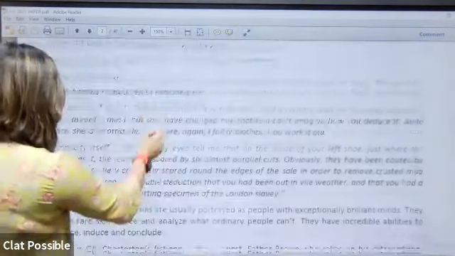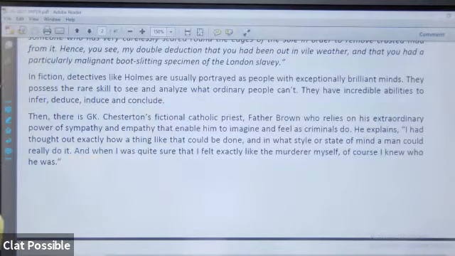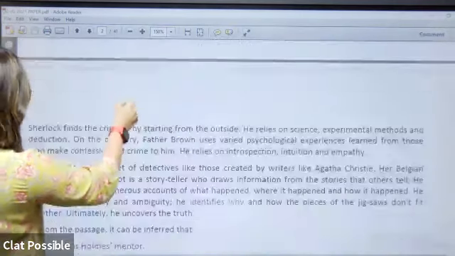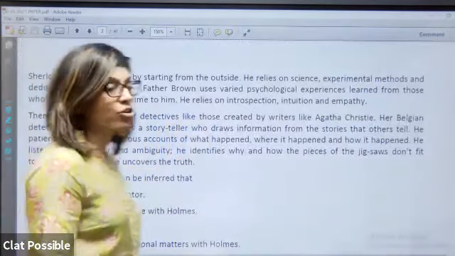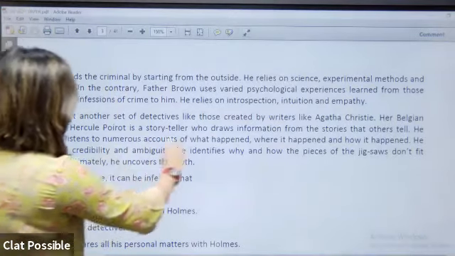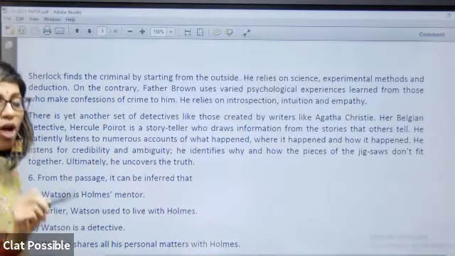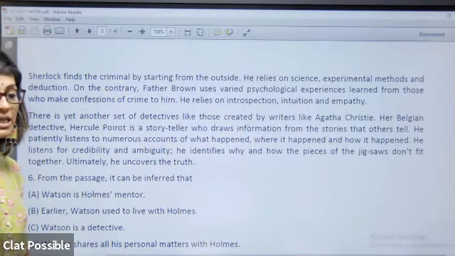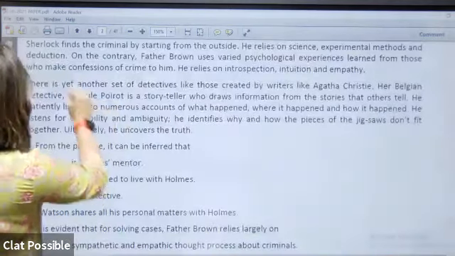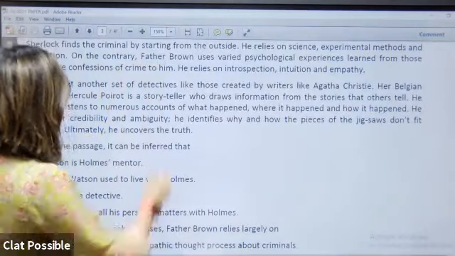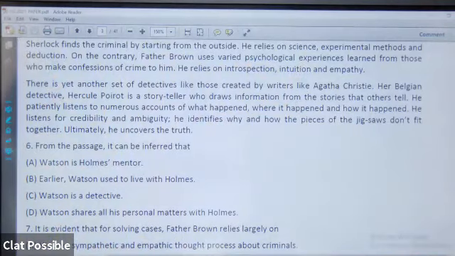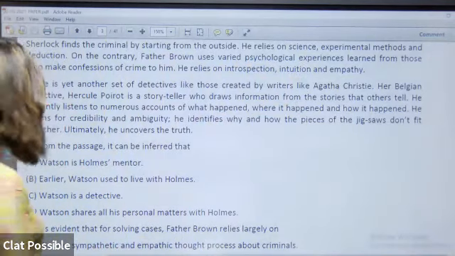And then later on, the author compares Holmes with Father Brown, who shows sympathy and empathy, and also with Hercule Poirot, Agatha Christie's Belgian lead detective, who is shown to be a patient listener and solves cases by filling in the blanks or missing links. So three styles: empathy, sympathy, cold reasoning. Here it says Sherlock finds the criminal by starting from the outside, relying on science, experimental method, and deduction. So these contrasts have been shown and questions have been asked on this.